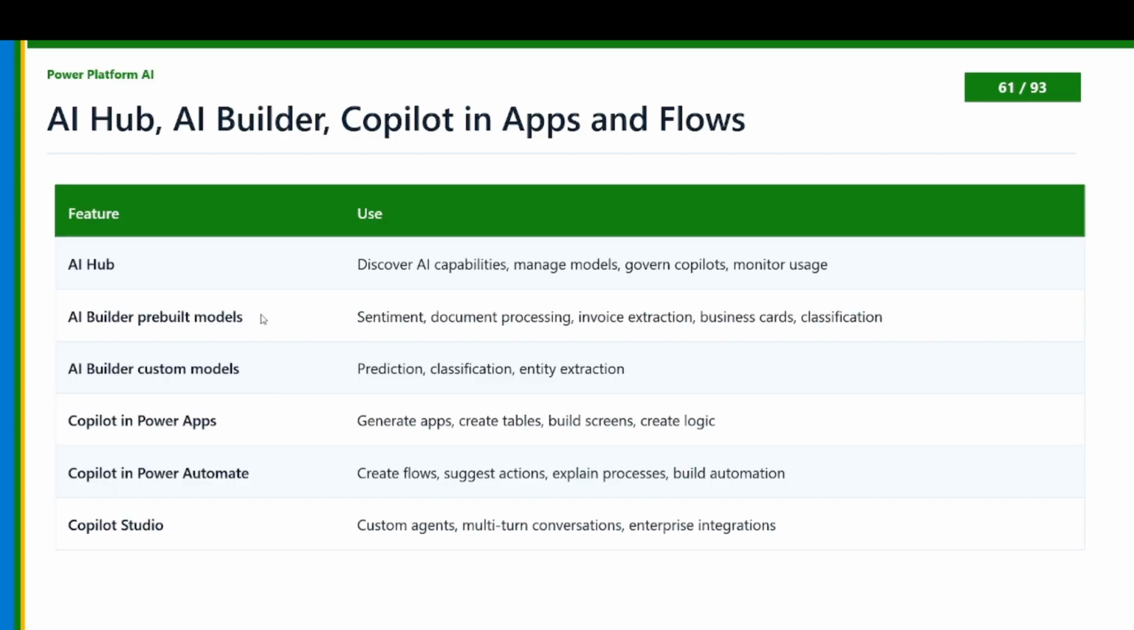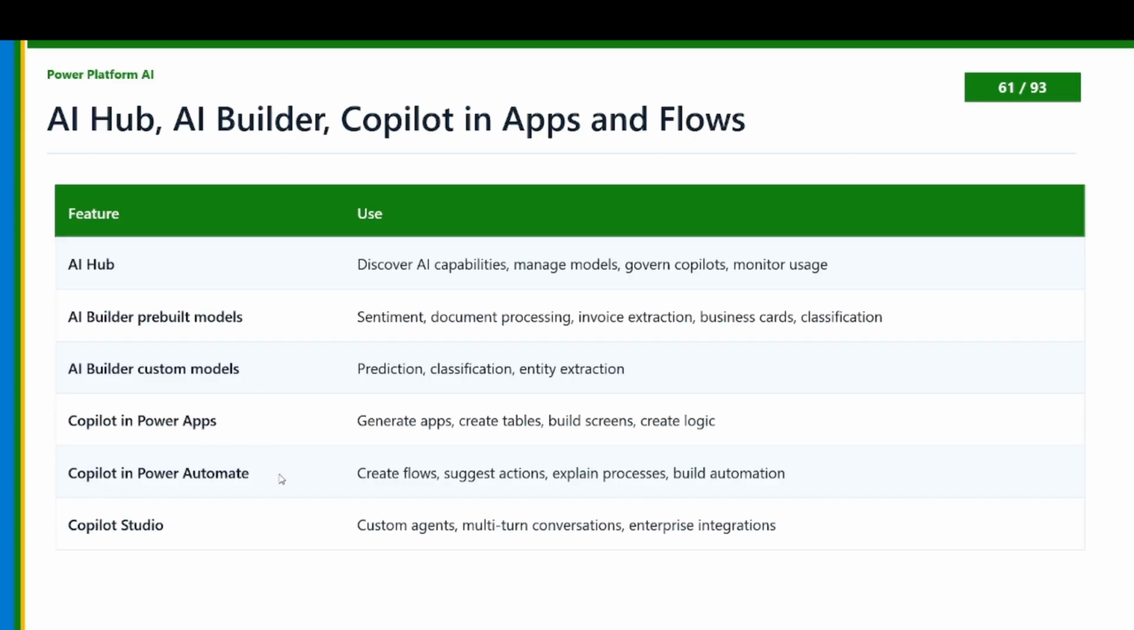Remember, these are pre-built models that are already available in Power Platform, and then these are custom models that you can also build yourself. So AI Builder custom models are prediction model, classification model, entity extraction model, and many more that you can think of. So we have Copilot in Power Apps. What's the use case of this? You can use it to generate apps, create tables, build screens, and create logic. So this is the use of Copilot in Power Apps.